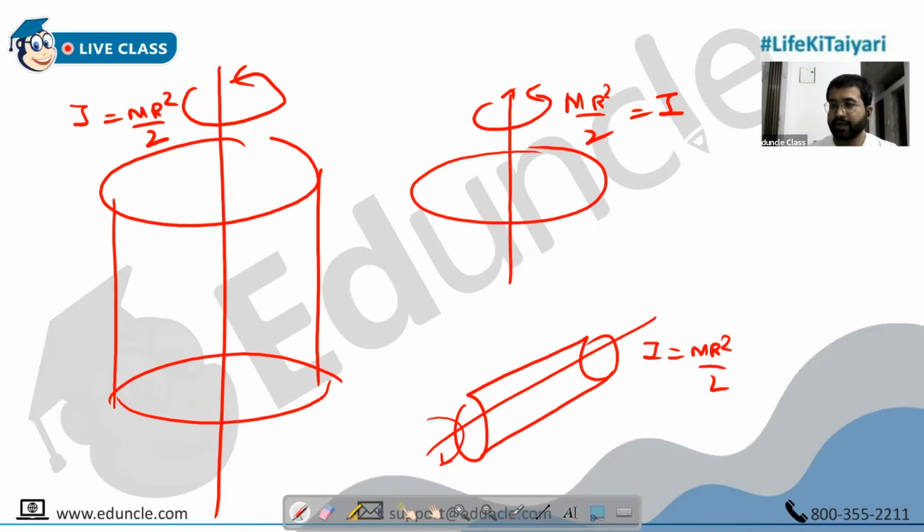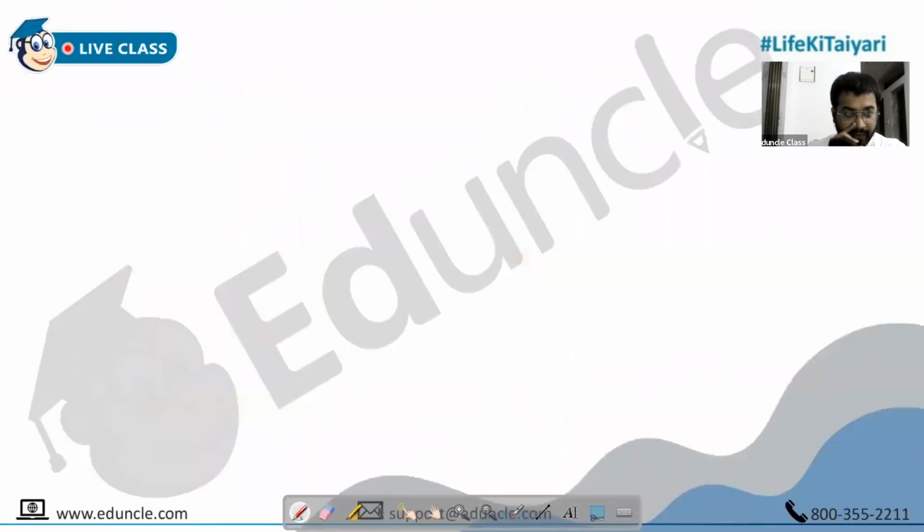First important stuff. If it would have been a hollow cylinder, then it's just mr square. 2 by 3, no. I said cylinder, but that became sphere. Sphere is 2 by 3 mr square, yes. But when it comes to a hollow cylinder, it is just mr square.